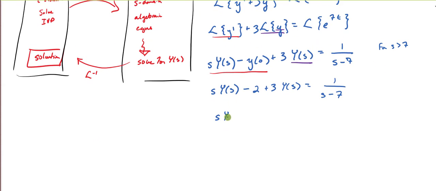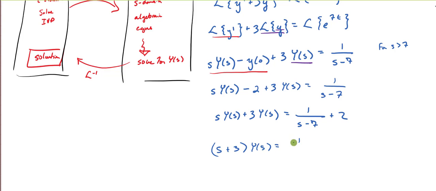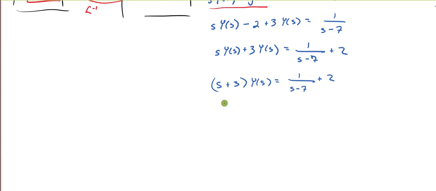I'm going to collect together all the y sub s terms on one side and take all the non-y sub s terms over to the other side. Then I can factor out the function y sub s on the left-hand side. Now what I can do is divide the s plus 3 over to the other side. So this gives me y sub s is equal to 1 over s minus 7 times s plus 3, plus 2 over s plus 3, where I divided s plus 3 into both of these fractions.